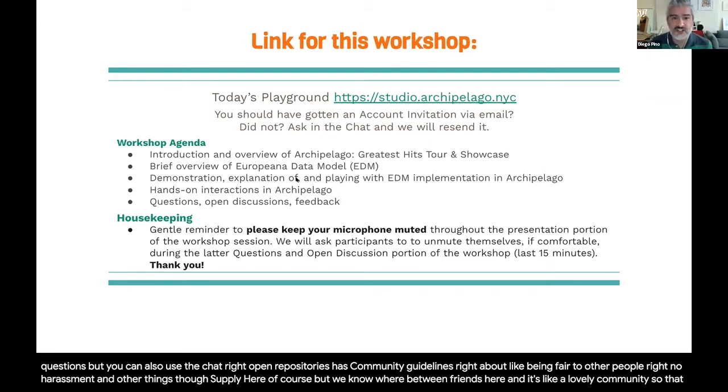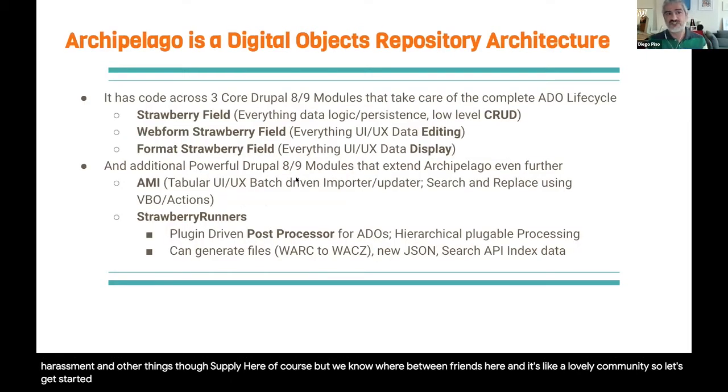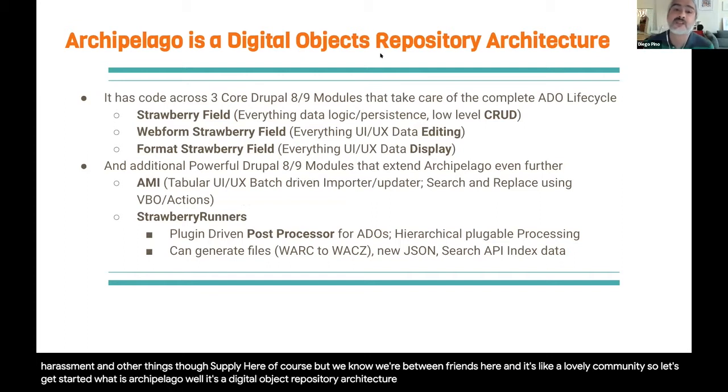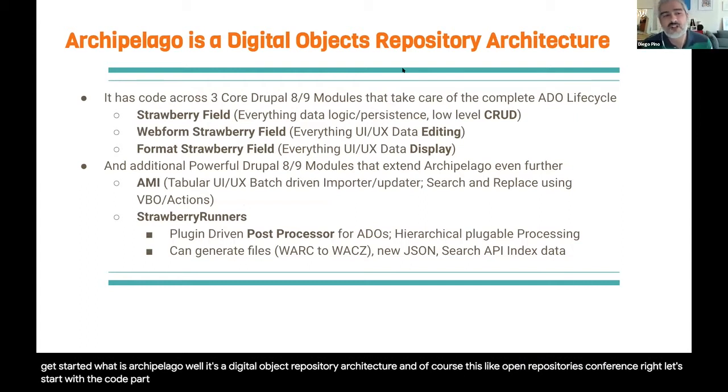So let's get started. What is Archipelago? Well, it's a digital objects repository architecture. And of course, there's the Open Repositories Conference, right? Let's start with the code part. Archipelago is basically 3 core Drupal 8, 9 or 10 modules that try to cover the complete ADO. ADO is our Archipelago Digital Object Lifecycle.